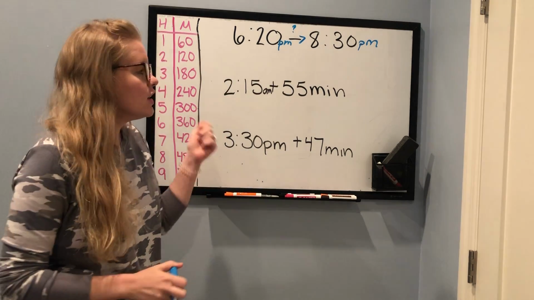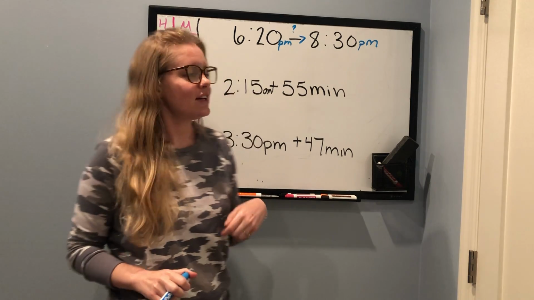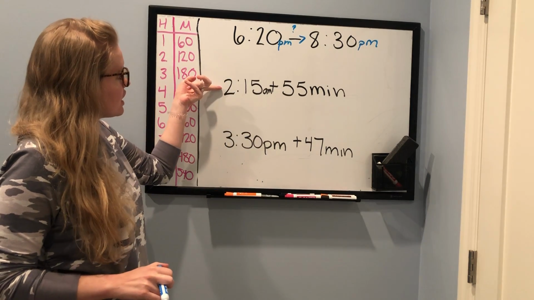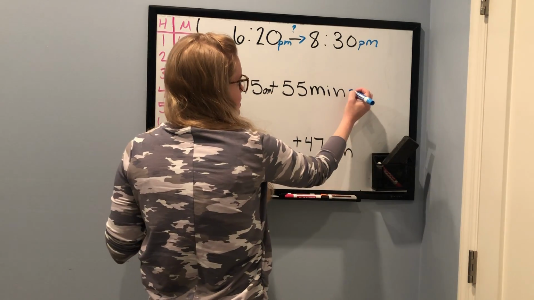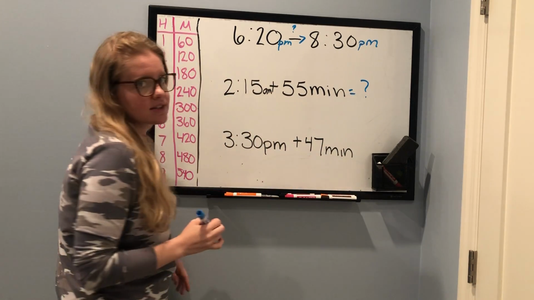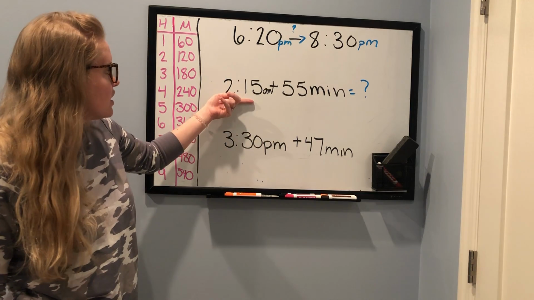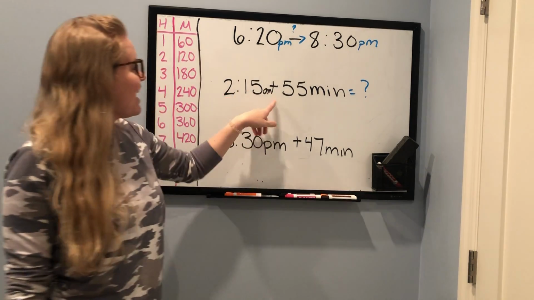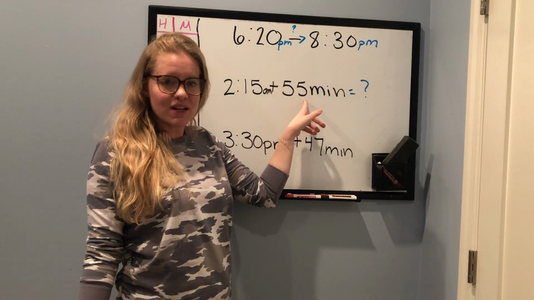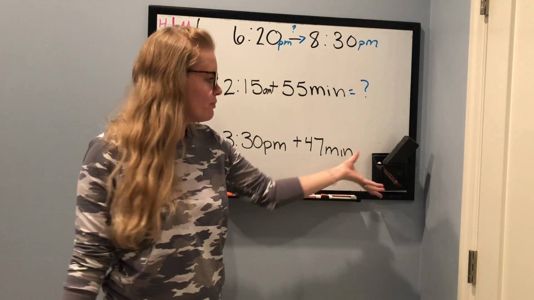Okay. Your second problem that I want you to try is if we take 2:15 a.m. and add 55 minutes, what time are we at? So let's say we started sleeping at 2:15 a.m. I don't know why you're up so late. And we sleep for 55 minutes. What time did we wake up at?